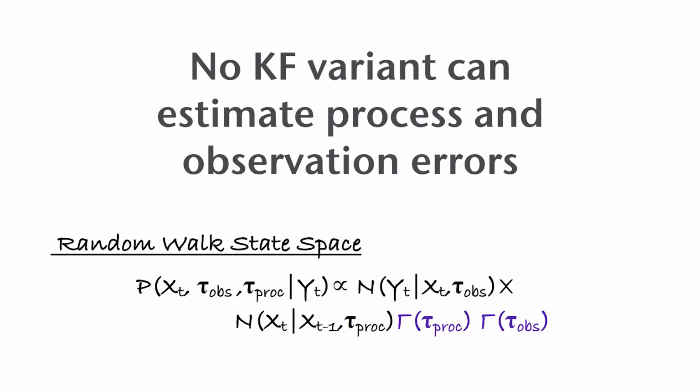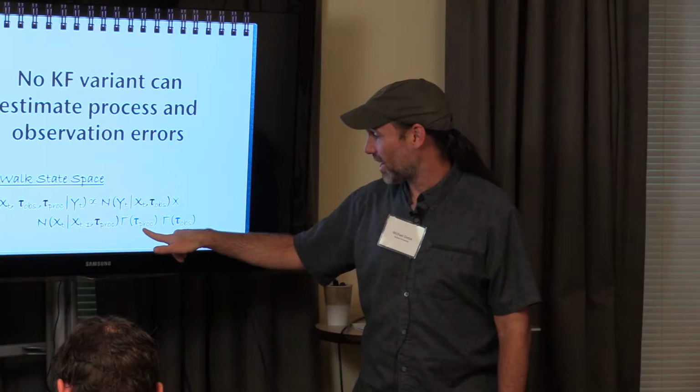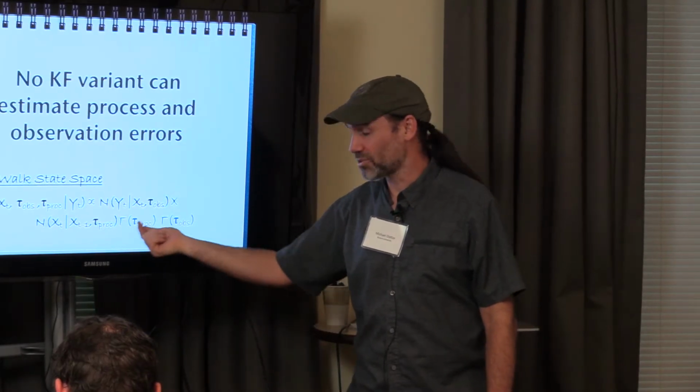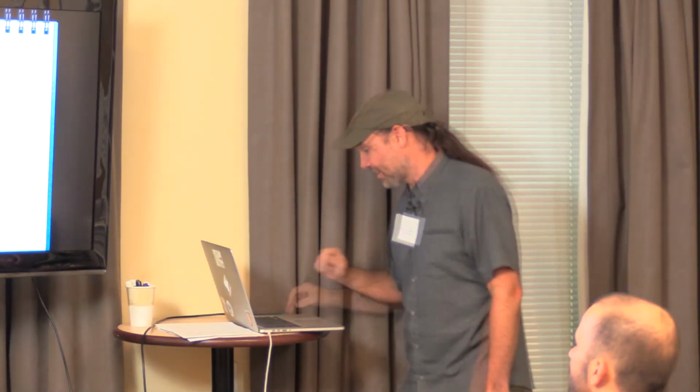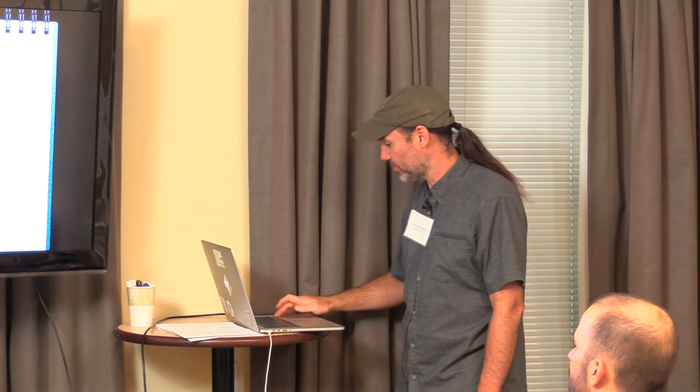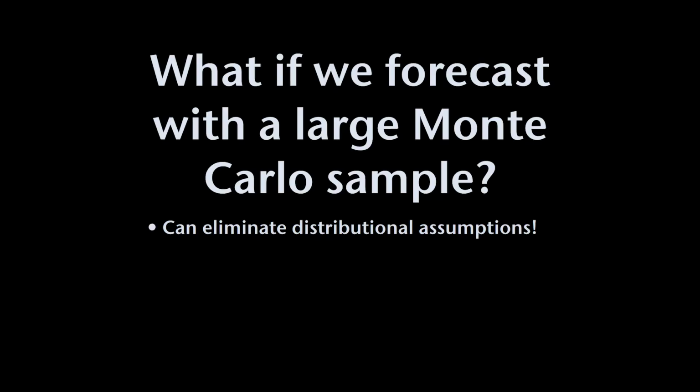Reiterating that that process error is important, but none of our Kalman filter variants can estimate it explicitly. So if we have, again, for example, a simple random walk state space model, it has priors on those two things. The Kalman filter variants don't have priors on those things because they're not treating them as unknowns. If you put priors on them and treat them as unknowns, you can do that, but you lose the conjugacy in the analytical solution. We'll come back to that again later in the lecture, but what I want to do now is move on to thinking about what if we forecast with a larger ensemble?